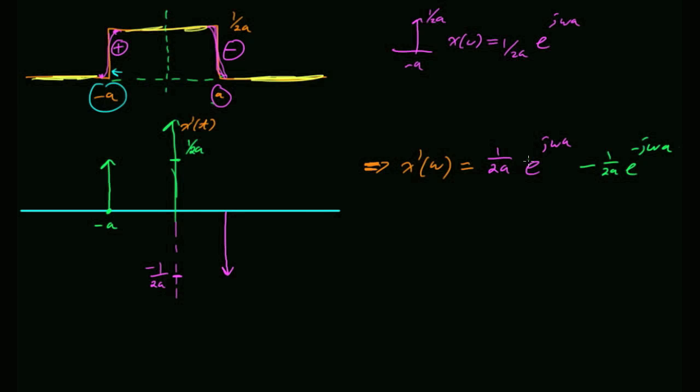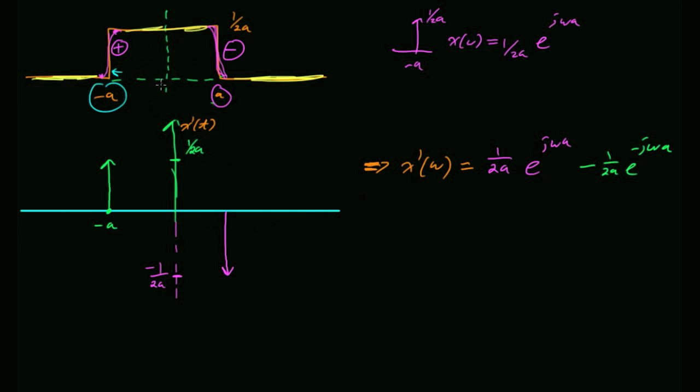But that's the Fourier transform of the derivative, right? This is the Fourier transform of x prime of t, the derivative. But I wanted the Fourier transform of x of t. So what do I need to do? Gotta divide it by j omega. You have to integrate. I wish to get the Fourier transform of the integral of this function. That's what I wanted to get originally.